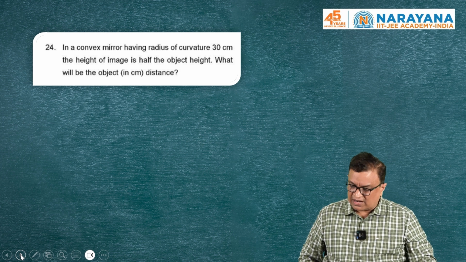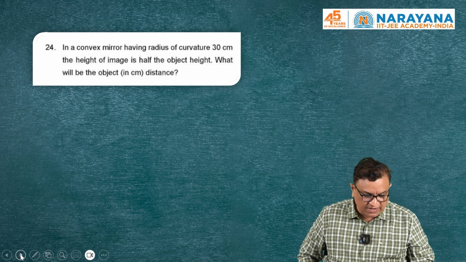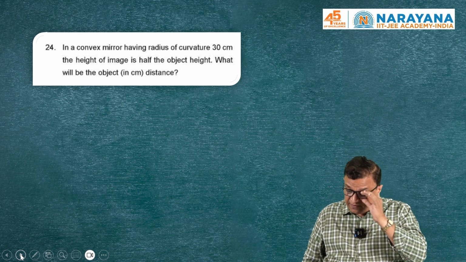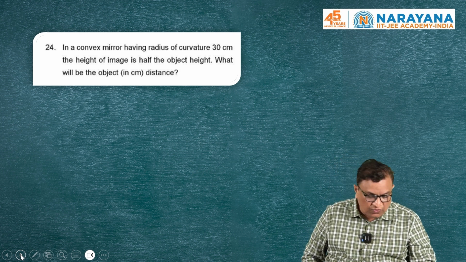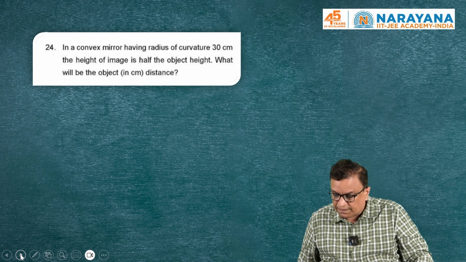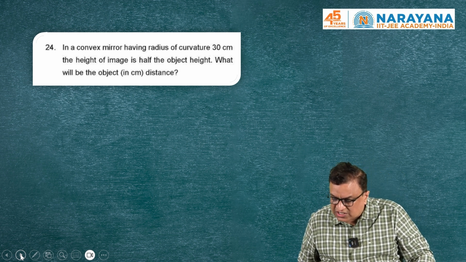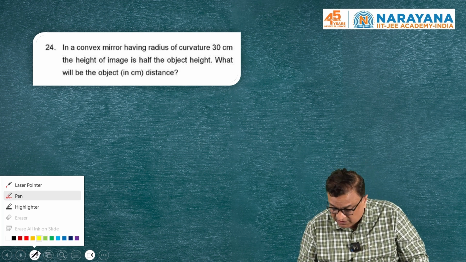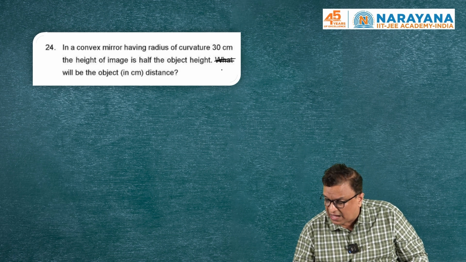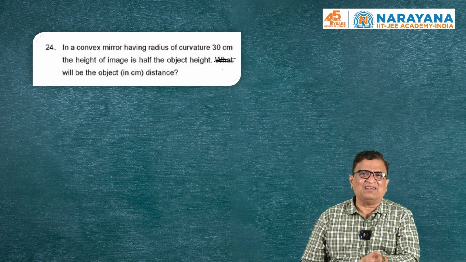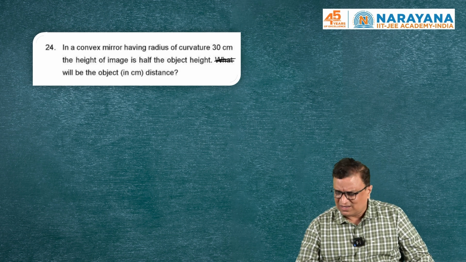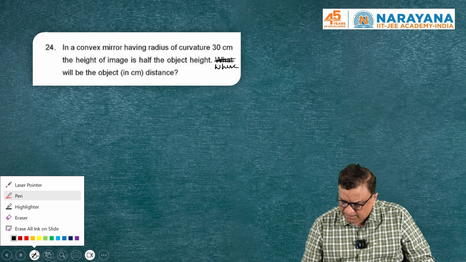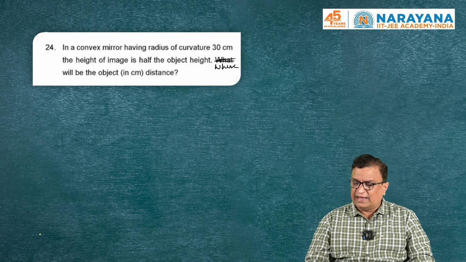In a convex mirror having radius of curvature 30 centimeters, the height of the image is half of the object height. Where will be the object? Not what will be the object. A correction is required here. Maybe I am a memory based man. Corrections are expected. Where will be the object in centimeters?